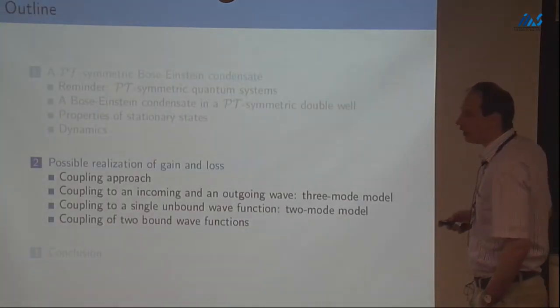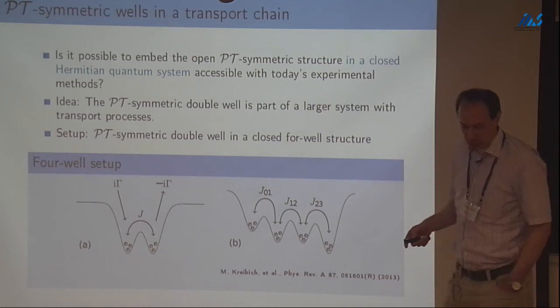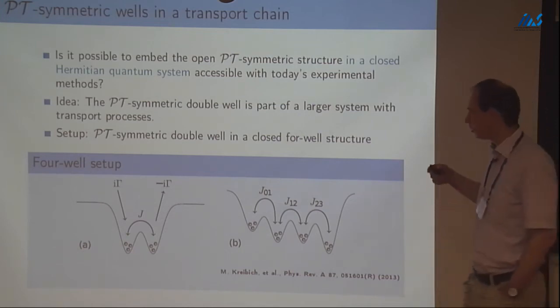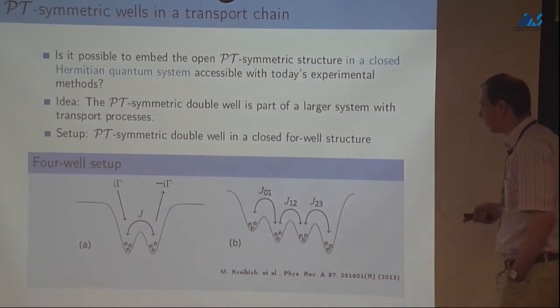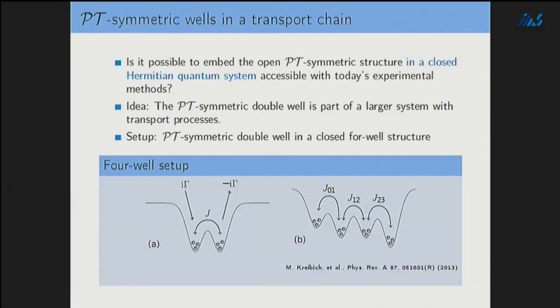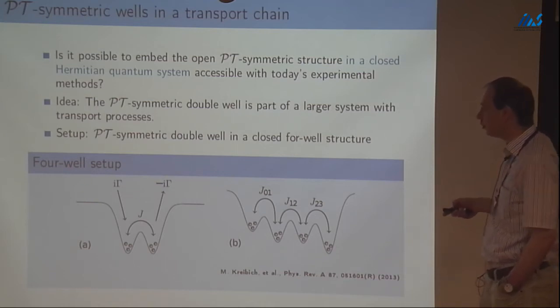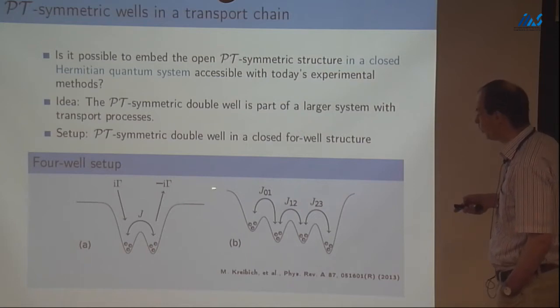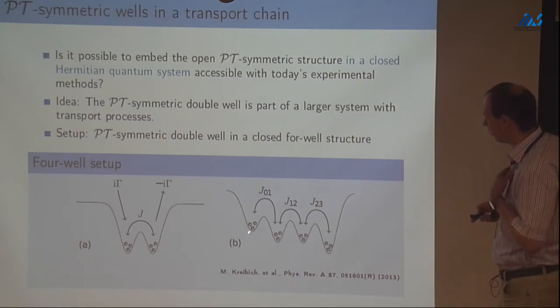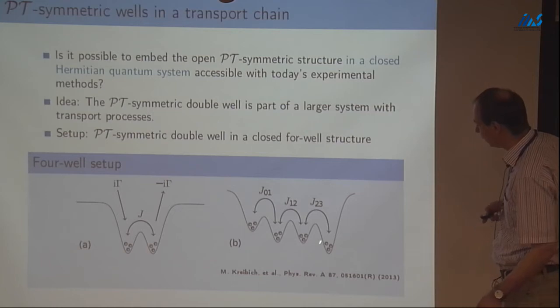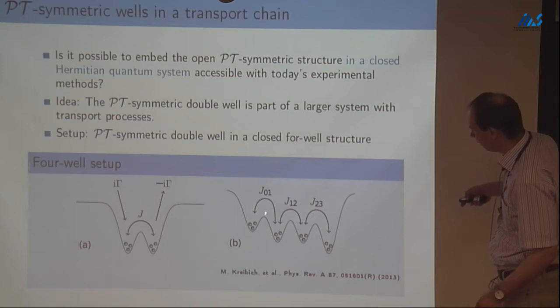Okay, I want to do this now in a coupling approach, but before that I want to mention some words about another approach we proposed 3 years ago. This consists again of considering a double well structure. So we have our double well, and we assume that we have some in and out coupling of atoms described by imaginary potentials. And one idea to implement this is to go to a four well structure. Here we have four wells, and we always consider the inner two wells to be our PT-symmetric system. So this here is the inner two wells.